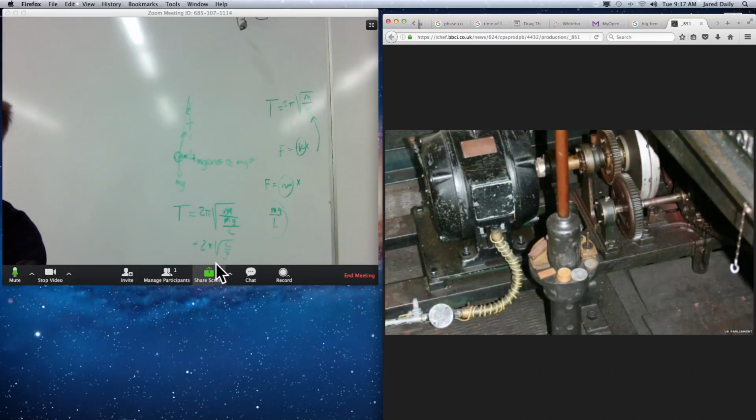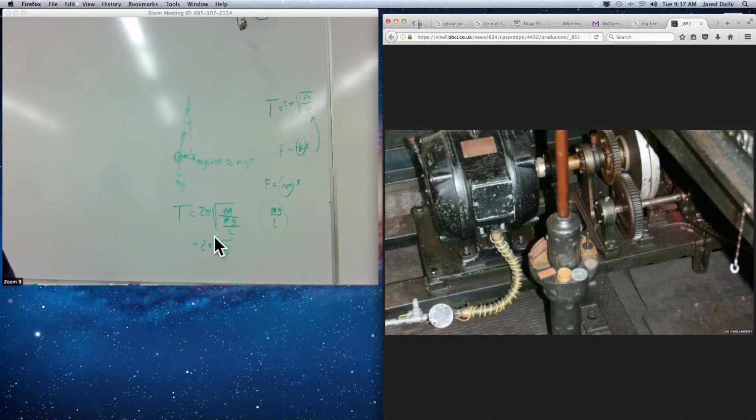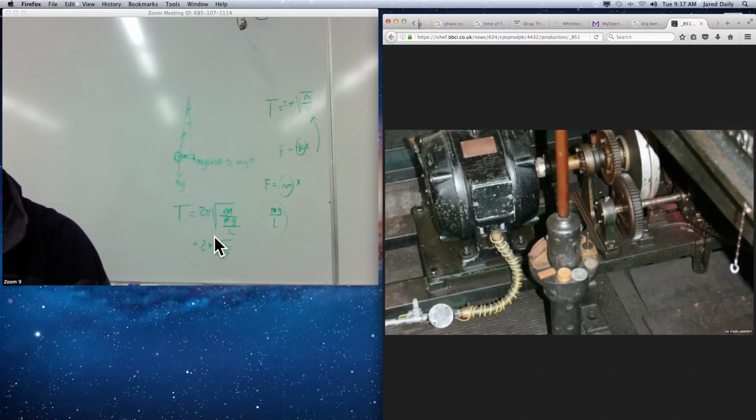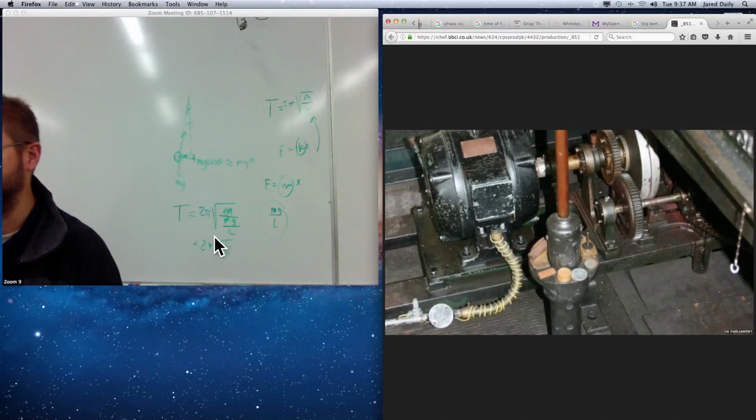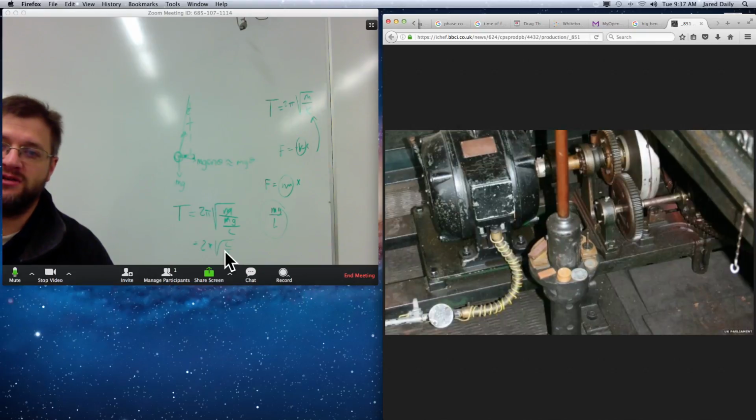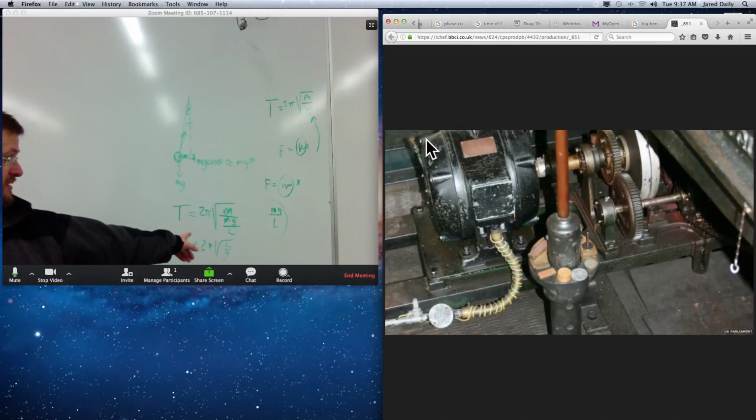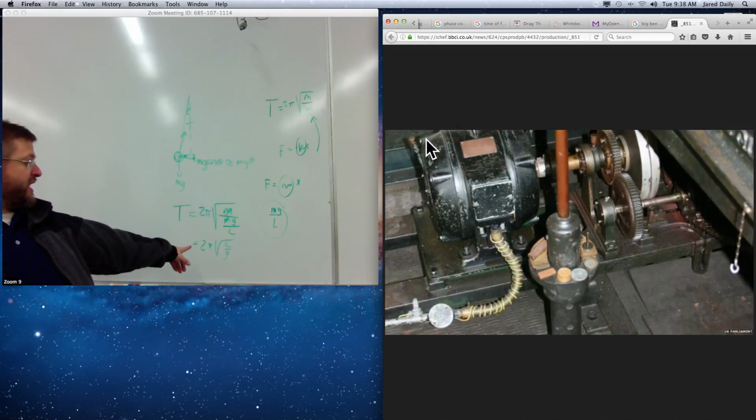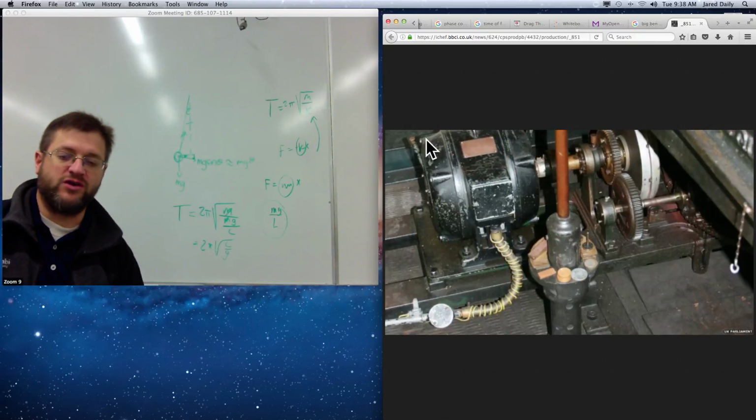Or they might ask you to calculate the length, so you have to rearrange this equation and calculate the length. Or they might take the clock to Mars and ask you to calculate the gravitational constant on Mars, g, which means you'd rearrange the equation and solve for g. But that is an equation you will definitely need right there. The period equals 2 pi times the square root of length over g.